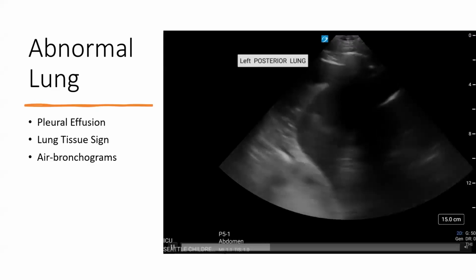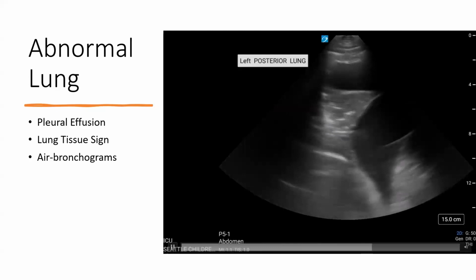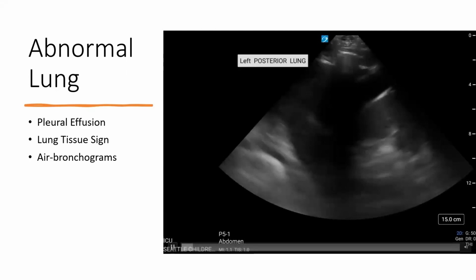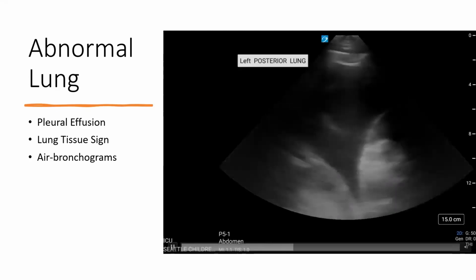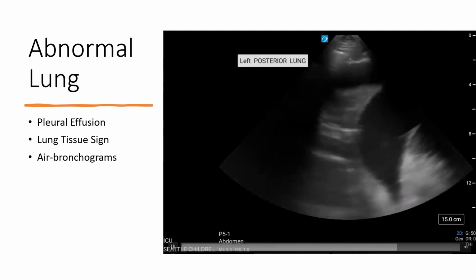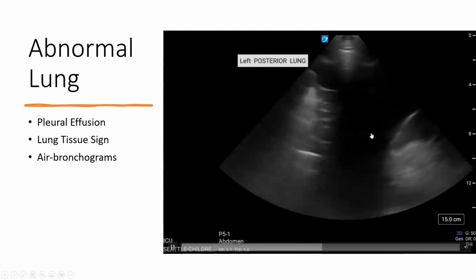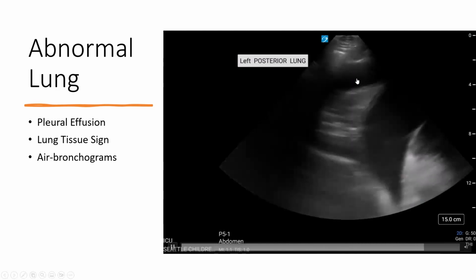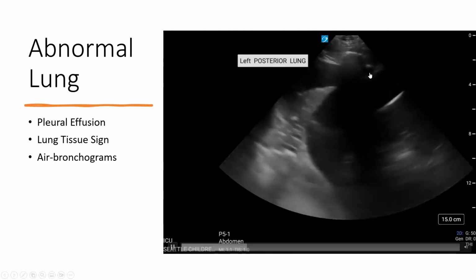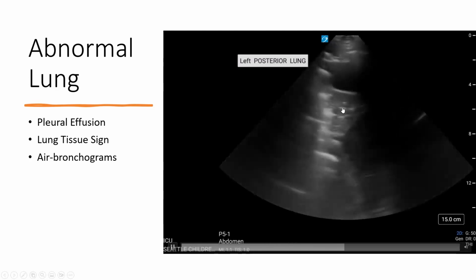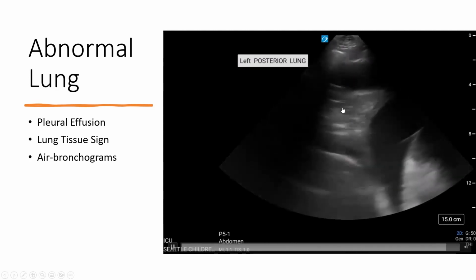And then this is an example of pleural effusion. You can see the diaphragm here. Cranial to the diaphragm, you have consolidated lung and pleural fluid. Within that consolidated lung, you have air bronchograms right there. So diaphragm, pleural fluid, air bronchograms. If you saw this on your point of care ultrasound, you would have your diagnosis for this patient.